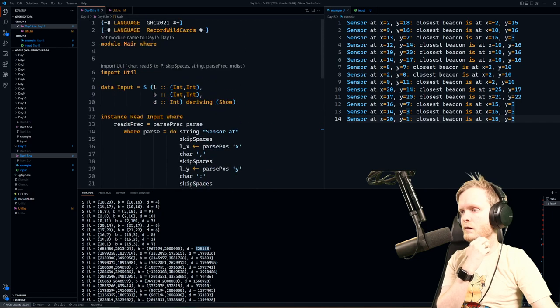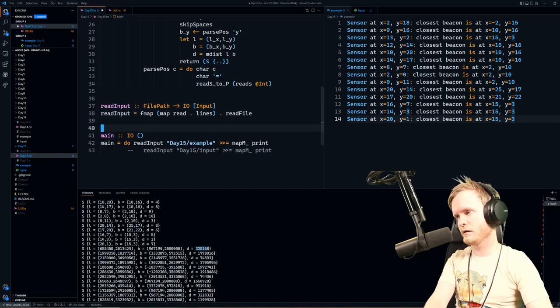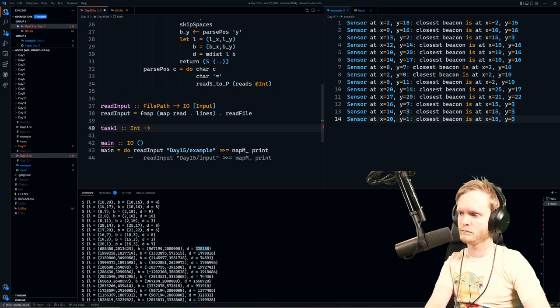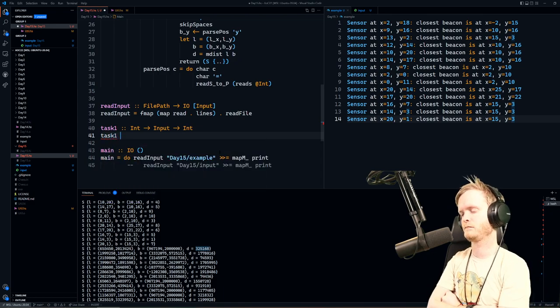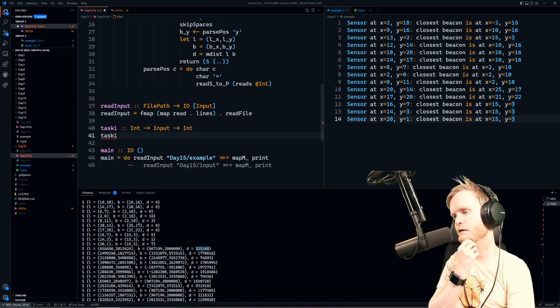So for y equals 10, right? Okay, so we can do something simple, right? Okay, so task 1. We take in the y, and we take in the list of points. We turn it into the task 1. So what is the farthest point? So first question is, which of these are giving me information about y at all?